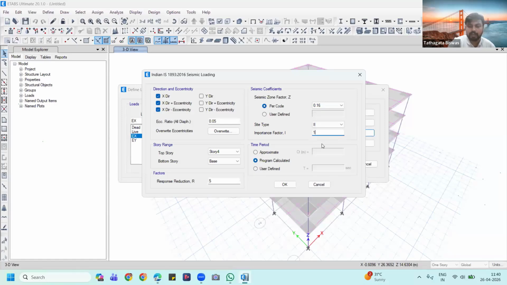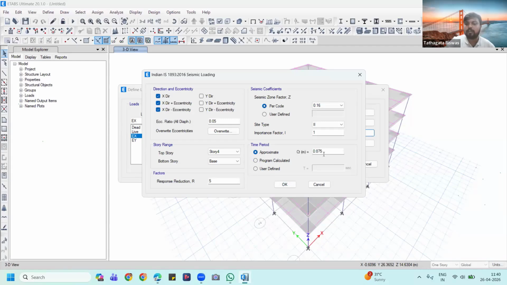Now the importance factor, as I have already told, for critical lifeline structures like hospitals and temples and all, you can take 1.5. If you are having buildings where the occupancy is more than 200 people, then you can take 1.2. Otherwise, you can take 1. Right. Now the most important area is time period. Now there are 3 methods. Program calculated means if you are modeling the masonry walls, then you can directly take program calculated. You don't need to calculate the time period and put it.